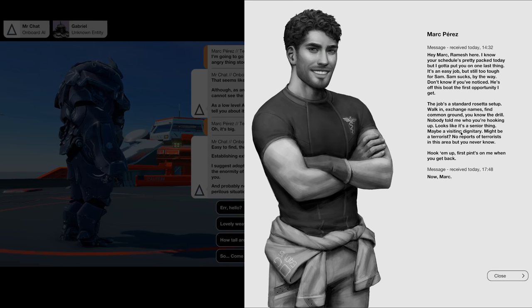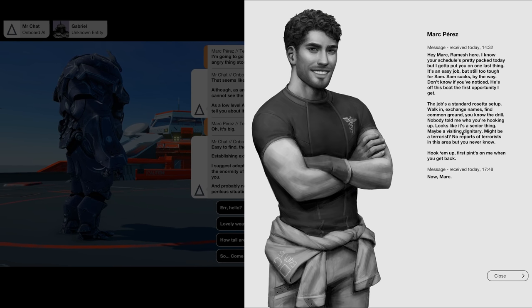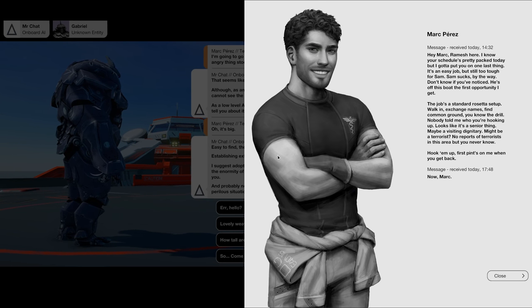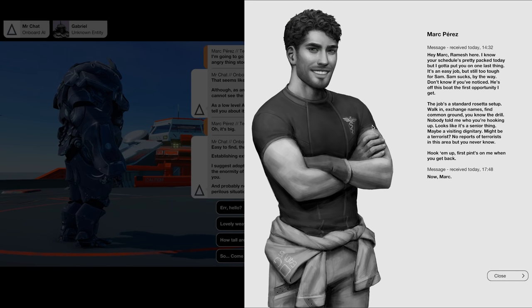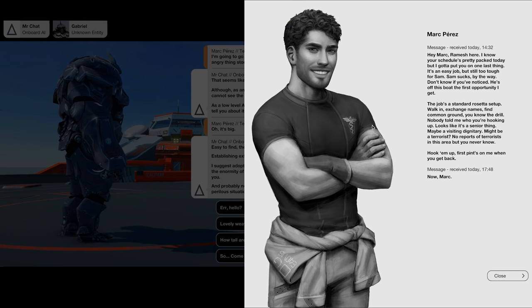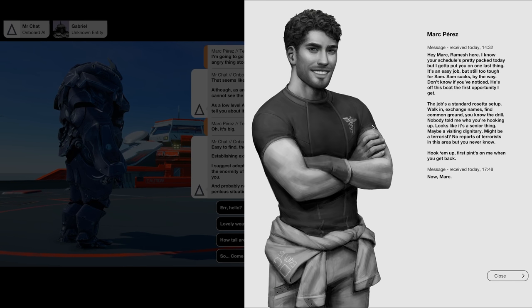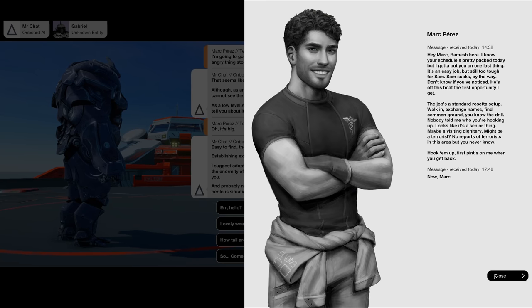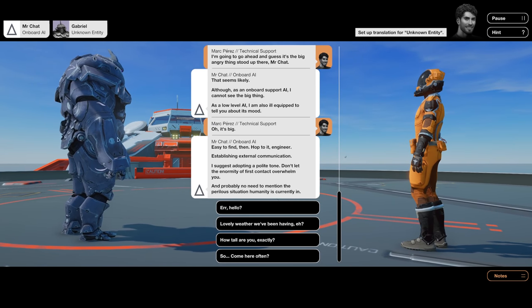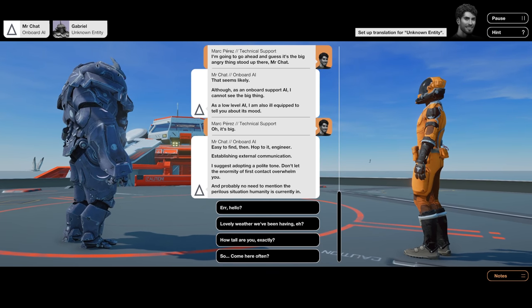Wait, hook 'em up? Hook 'em up with what? What exactly am I doing? I've apparently done this all the time, and I don't think this is talk with aliens. I mean, Mr. Chat wasn't even programmed to understand what a non-human was, so what do I normally do with humans? I mean, does it just act as a translator?